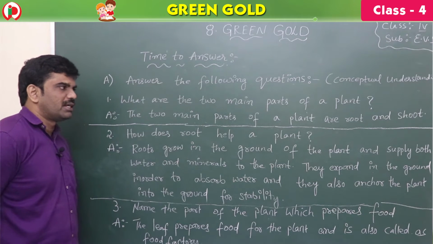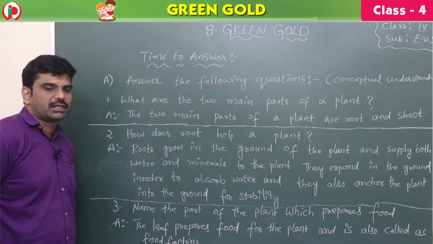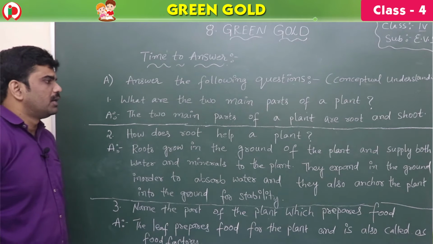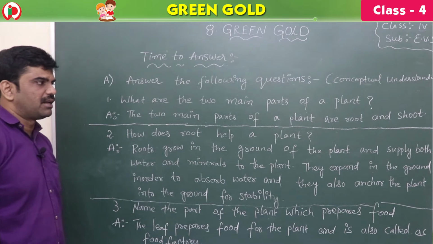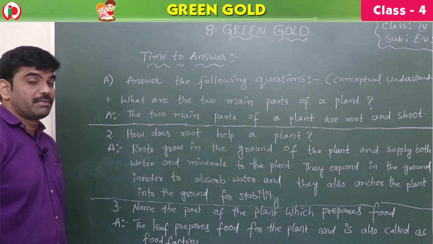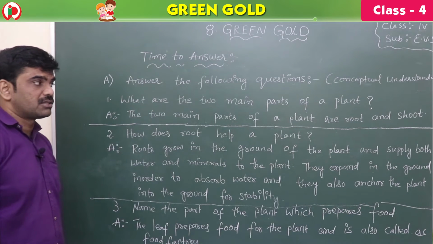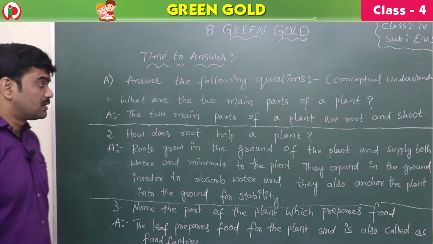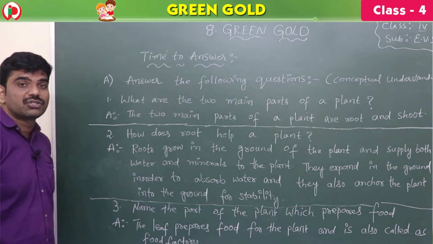So you know that the two main parts of a plant are root and shoot. Shoot is otherwise called as stem, children. So here you know that root absorbs water and mineral salts, and shoot mainly gives the water and mineral salts to the leaf and also supplies the food from the leaf to the remaining parts of a plant. So that is why the two main parts of a plant are root and shoot.